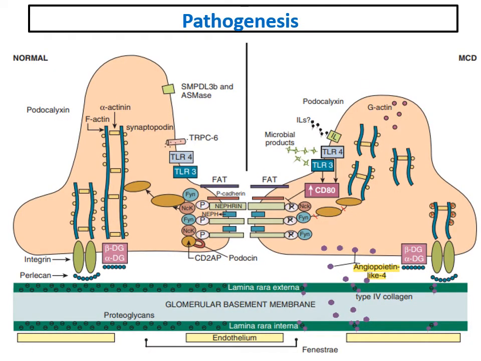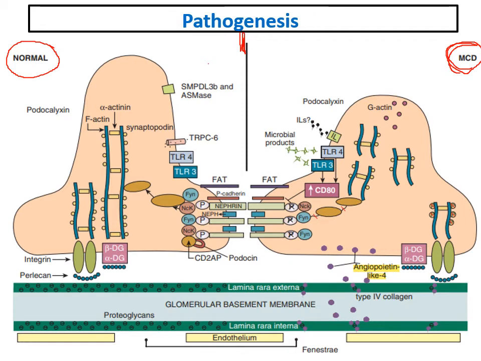Now let's talk about the pathogenesis. On the left side, there is the picture. It's the normal podocyte in normal condition. And on the right side, what happened in minimal change disease.